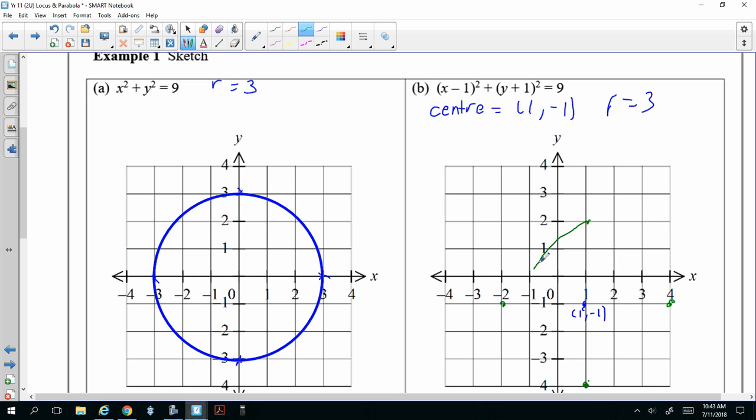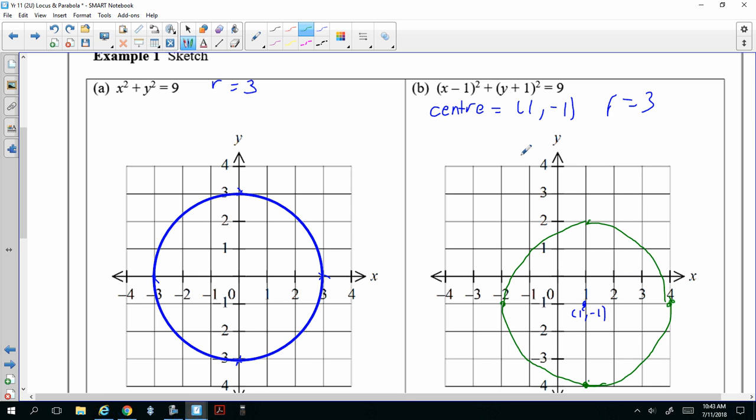Let me try to draw it with free hand. Okay, so you draw a quadrant at a time. You will make it very, very round. There you go. So you can also draw with free hand. Does that make sense? Okay.